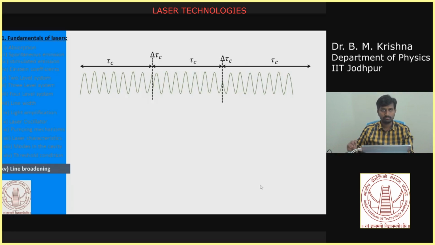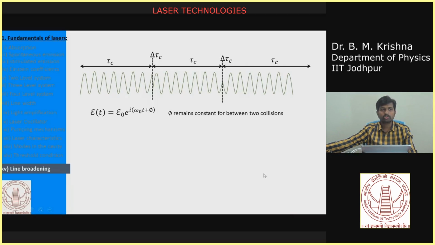So now I am taking the electric field associated with it. Now your phase will change as phi. This phi remains constant between two collisions. That's what I mentioned here. Between these two collisions, your phase phi will be maintained.